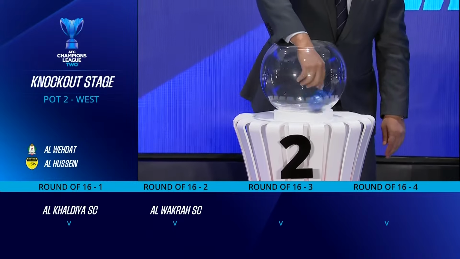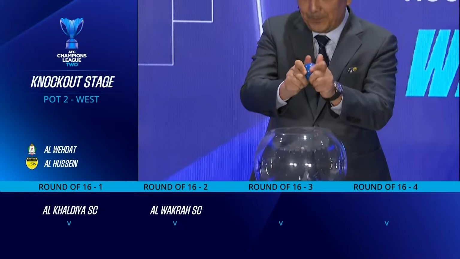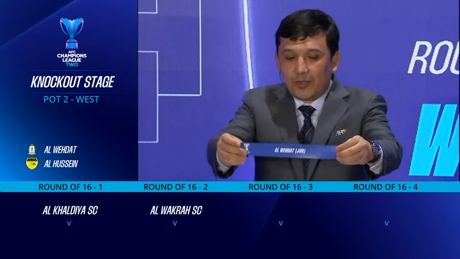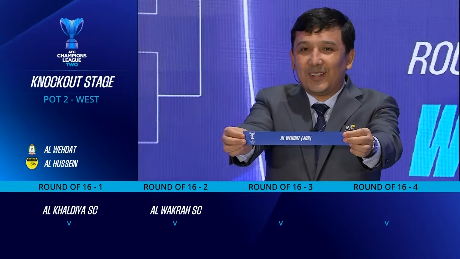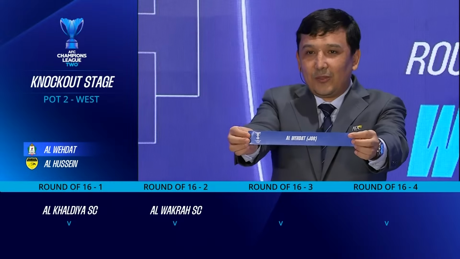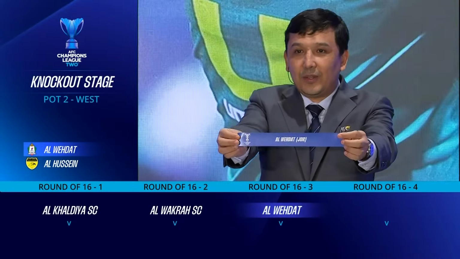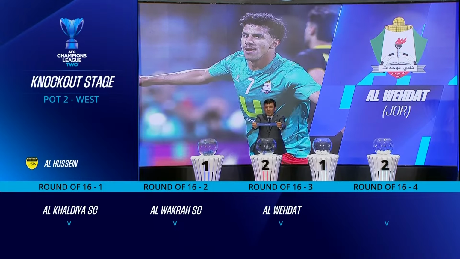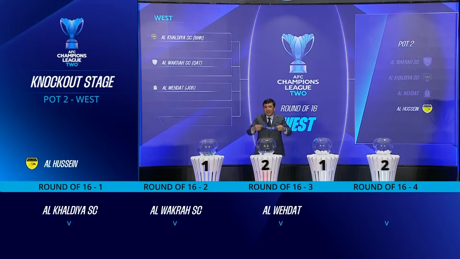We have now two Jordan clubs remaining. We start with Al Wahdat from Jordan. 17-time league champions, 2023-24 Jordan FA Cup winners, which earned them the chance to qualify for AFC Champions League 2. This is their 12th title. And 3 times AFC Cup semi-finalists in 2006, 2007, and most recently in 2011. Al Wahdat from Jordan.